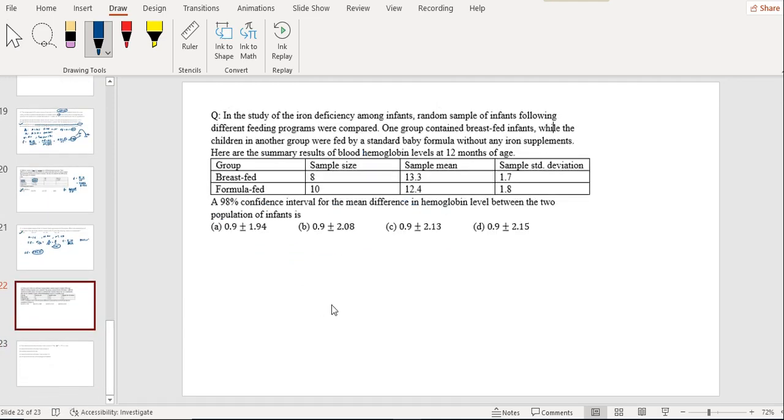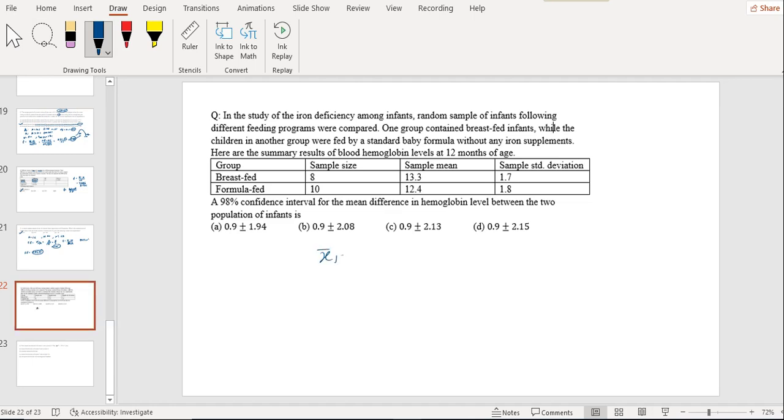Come to the next question. In a study of iron deficiency among infants, random samples of infants following different feeding programs were compared. One group contained breastfed infants, while the children in the other group were fed by a standard baby formula without any iron supplement. We are given the two sets of infants, their sample mean and standard deviation. The question is, we want to find the confidence interval for the difference of means.